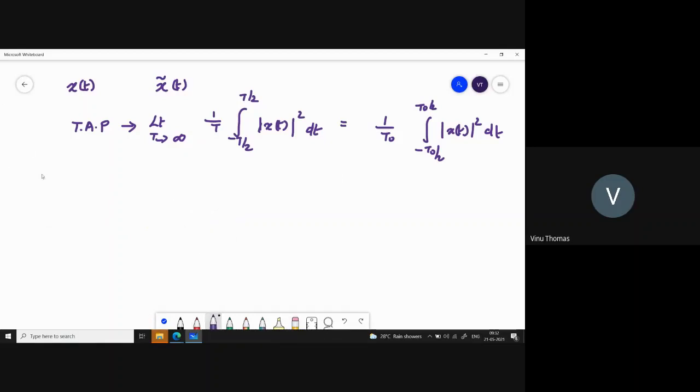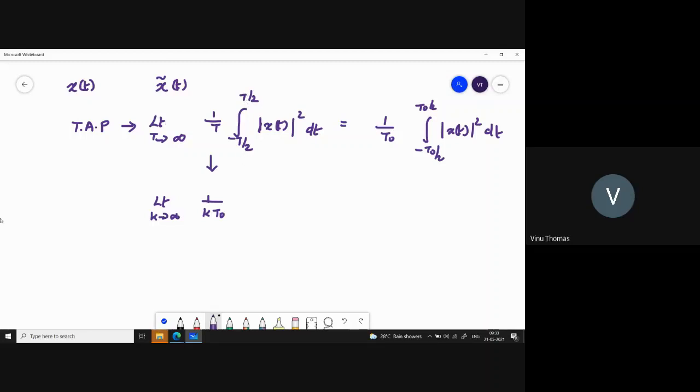So the expression for total average power can therefore be rewritten like this: limit k tending to infinity 1 by k T0 into an integral from minus T by 2 to plus T by 2, that is, minus k T0 by 2 to plus k T0 by 2.